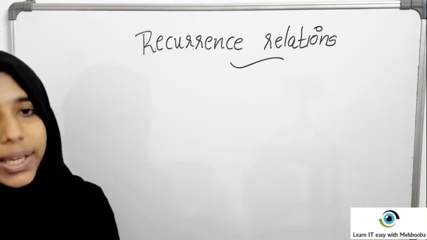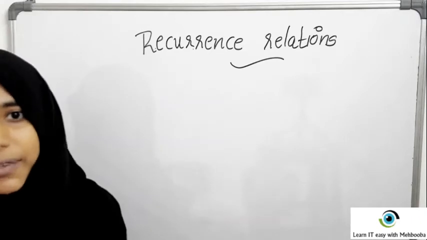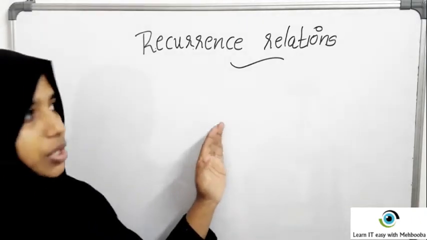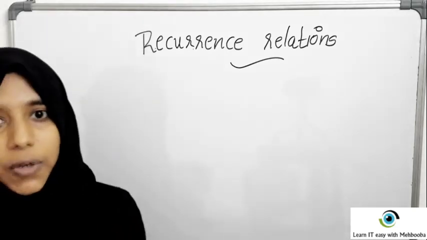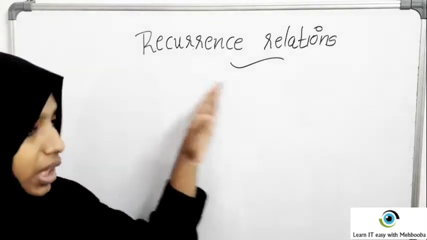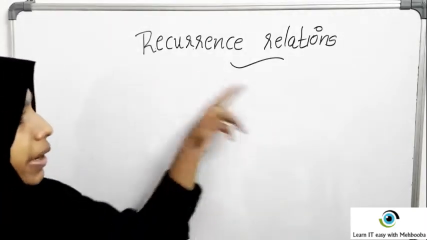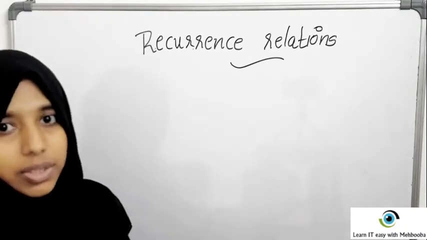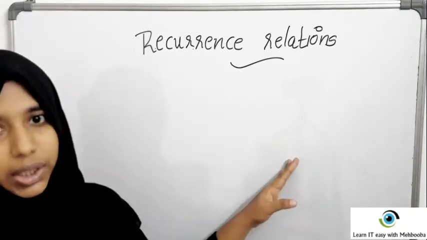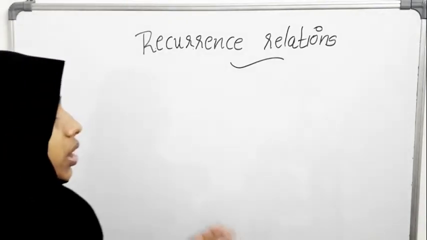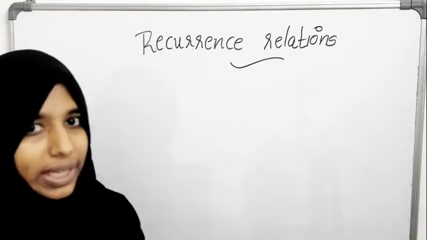When the algorithm is recursive, it's very difficult to find the frequency count. So we will use recurrence relations to find the complexity of the algorithm instead of frequency counts. In case of recursive algorithms, we will use recurrence relations instead of frequency count. Finding the complexity of an algorithm using recurrence relations is quite easy.